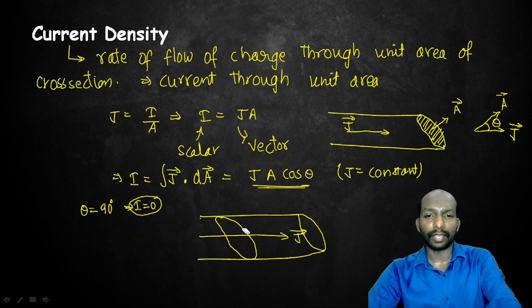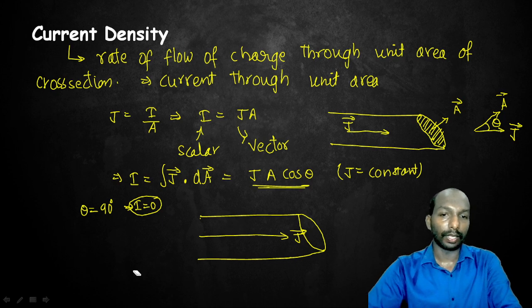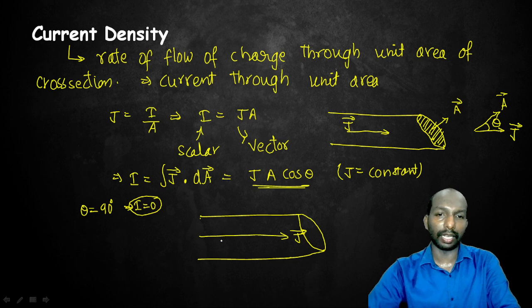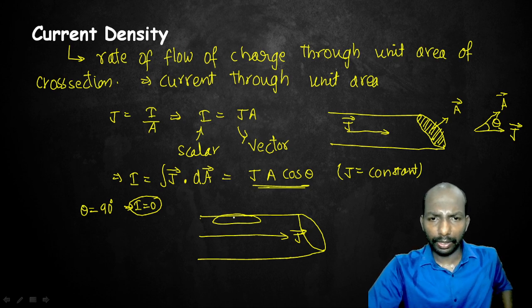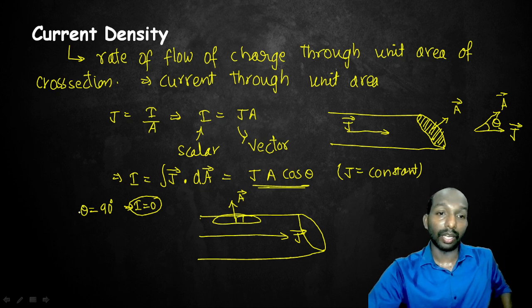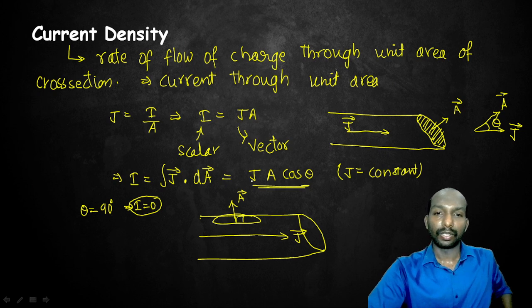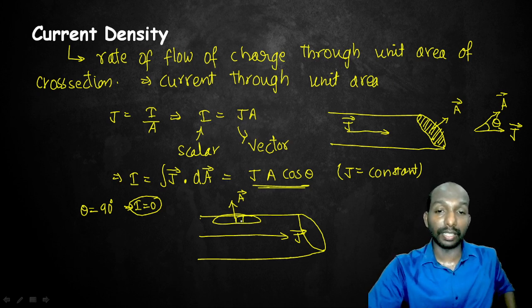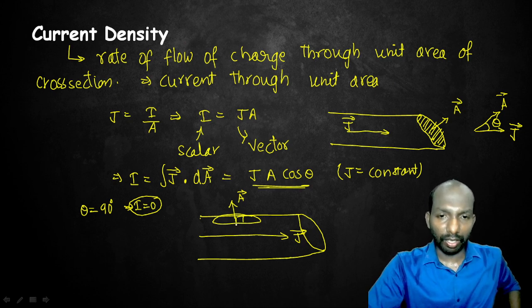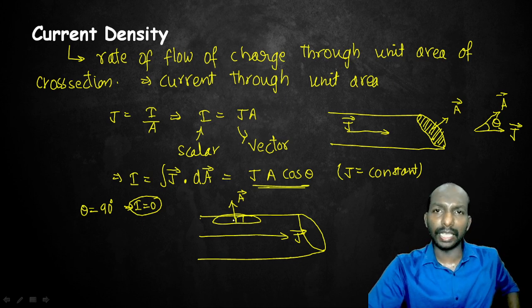If we take the surface perpendicular to the current density like this, here the area vector is like this and the current density is horizontal. That means the angle between J bar and A bar is theta, that is 90 degrees. So cos 90 is 0. That's why current is 0. That means no charges will cross perpendicular to the current density. I mean, the net resultant charge crossing through this area of cross section will be 0.